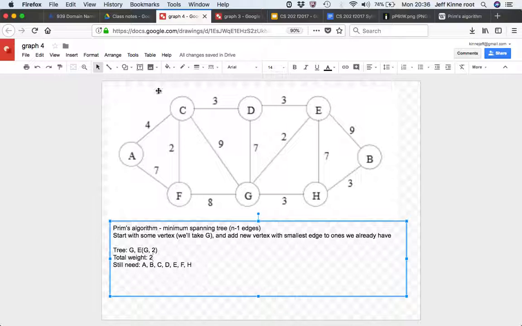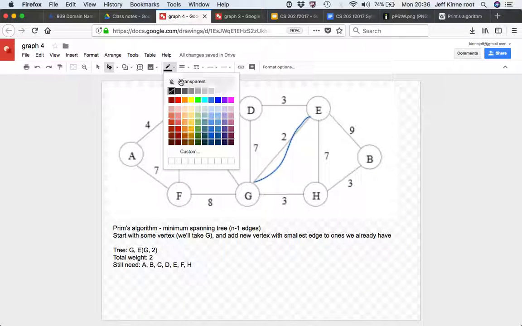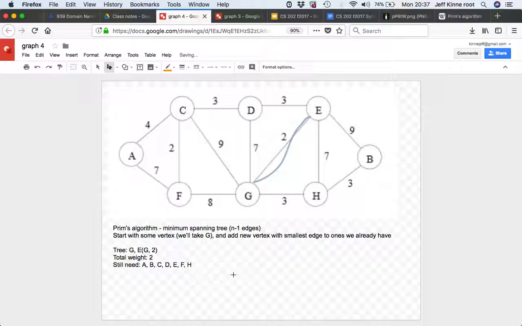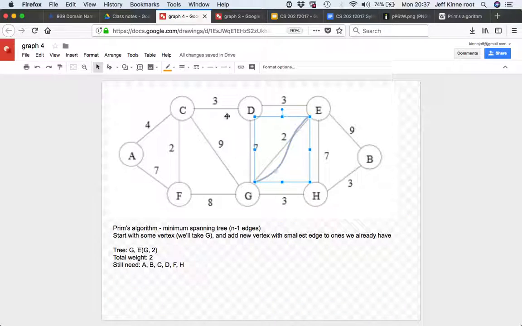And as we go, I'll make a note of the ones that we are keeping. Alright, so the next step is we have G and E. What's the smallest weight coming out of there that adds something new? There's two different choices. G to E is 3, G to H is 3. Either one of those, let's say we break ties by taking the smallest letter. If that's the case, then we would take G to E.